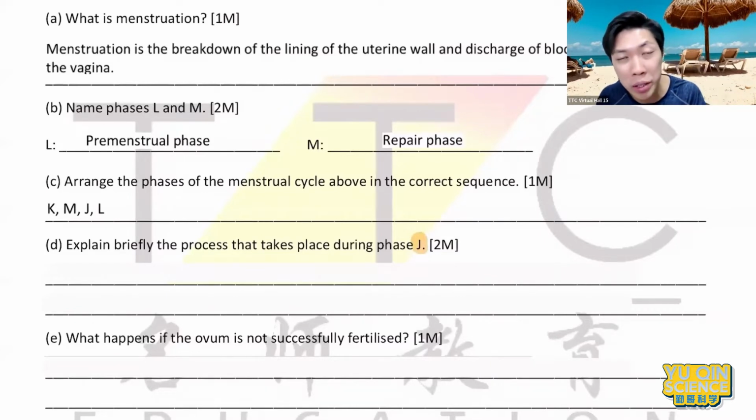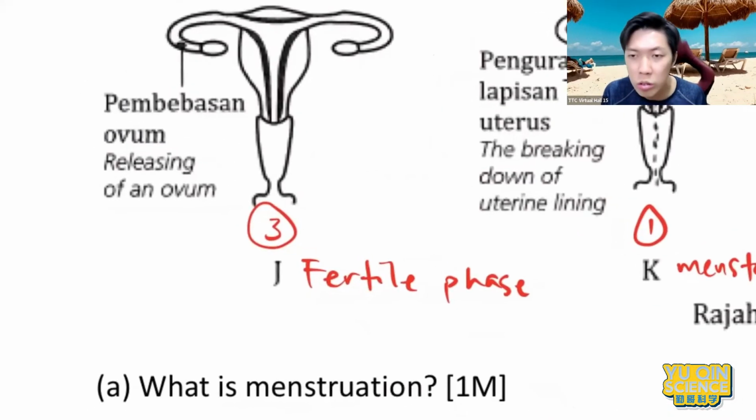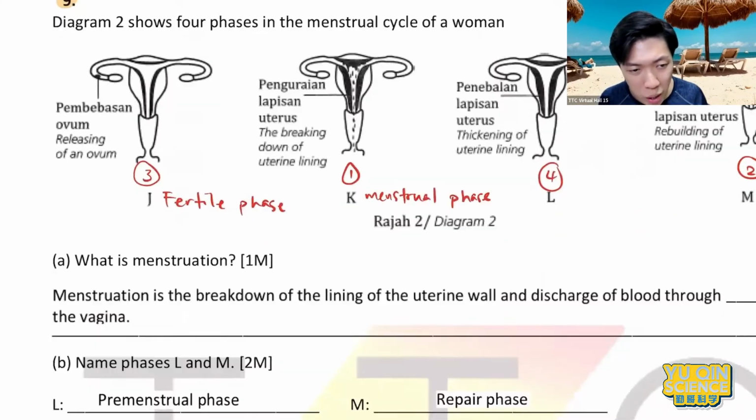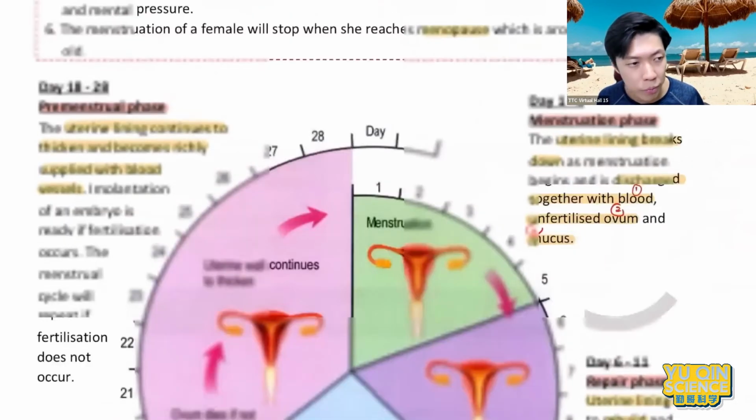Asking for what happened in one of the phases. Okay, the thing is, we don't know, the question sometimes asks what phase, so you have to remember it. By the way, J is fertile. What happened? Actually, your clue is here though. 1 mark, 3 marks. But because the question is 2 marks, so you need another thing. Let's just refer to the textbook again, from here.